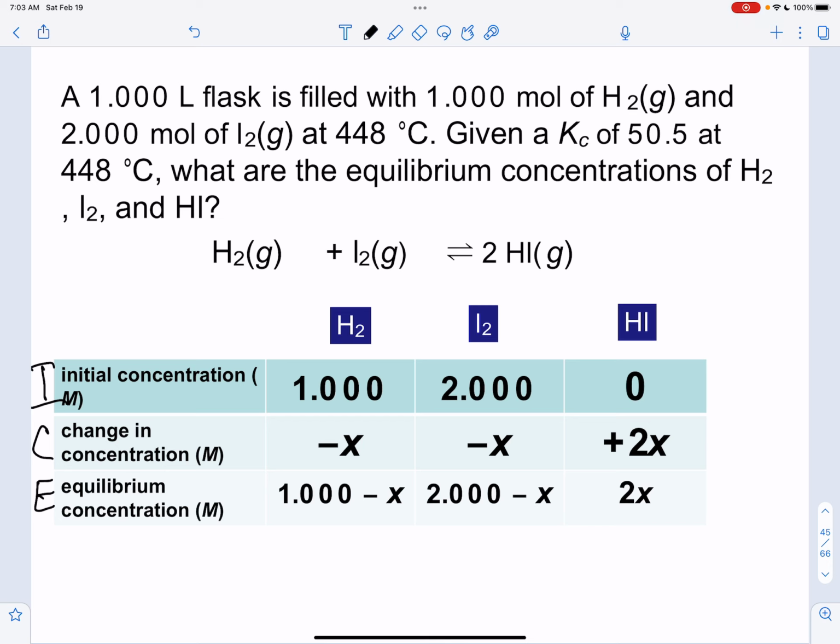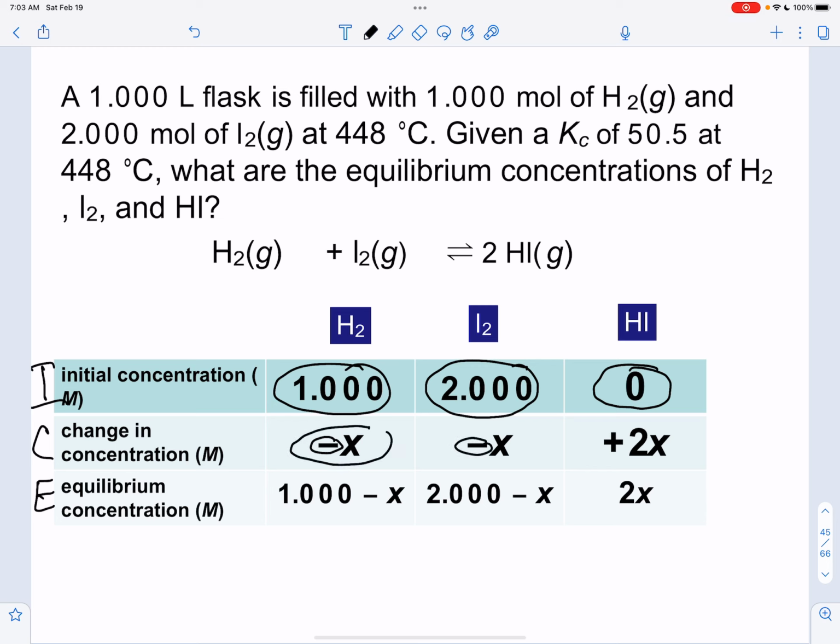And the problem is telling us that we began with 1 molar of this, 1 molar of that. That was at time 0, therefore there was no product at all. We know that the reactants are being consumed. That's why we put the negative there. And we're going to say that an X amount is being consumed. Since this is 1 to 1, you get the same X, or the same amount, for both of them.